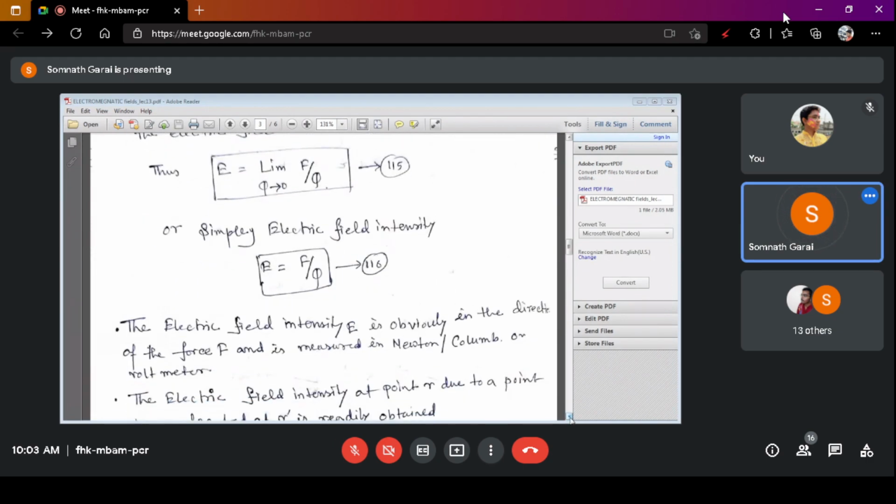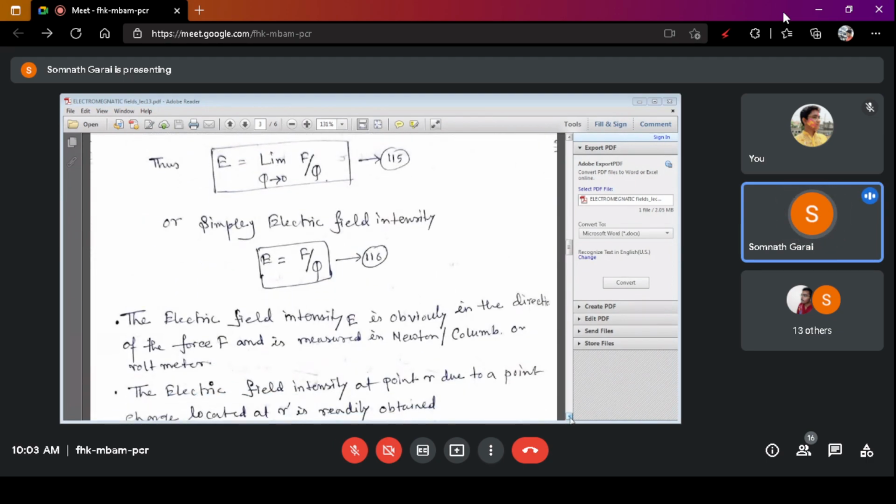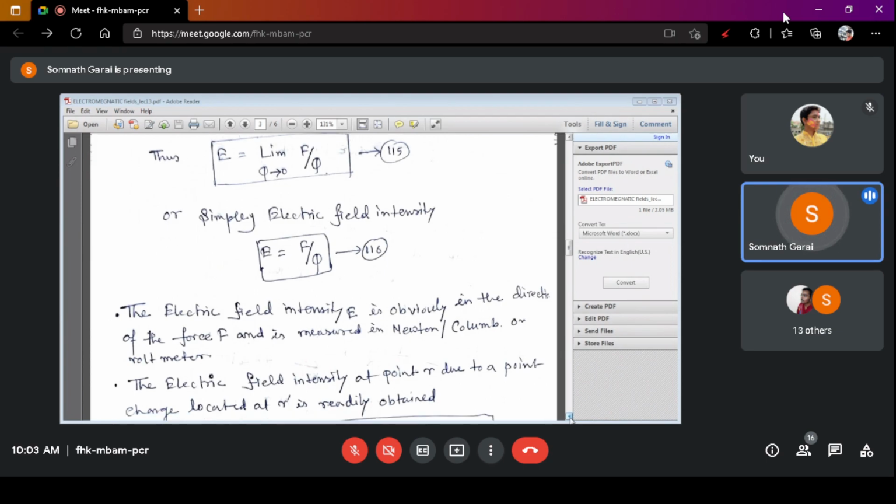Now the electric field intensity, capital E, has the direction of the force and is measured in Newton per Coulomb, because the SI unit of force is Newton and Q is charge in Coulomb. So it is Newton per Coulomb, or it is volt per meter.